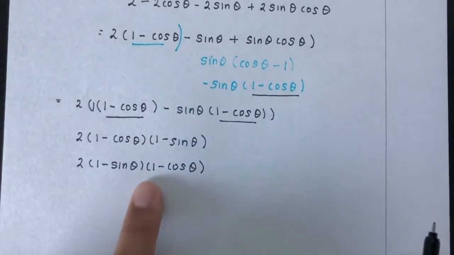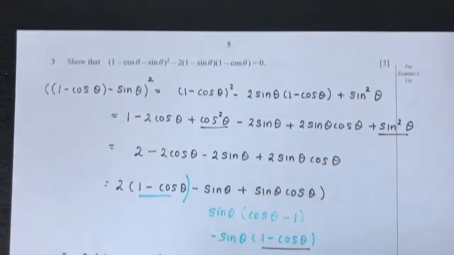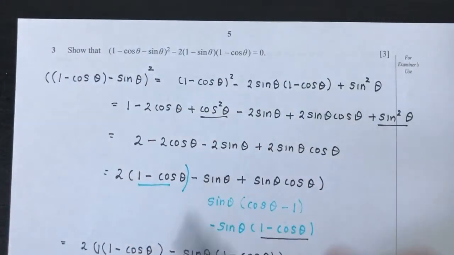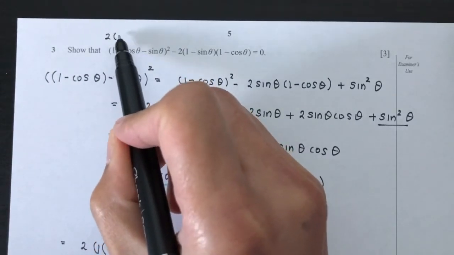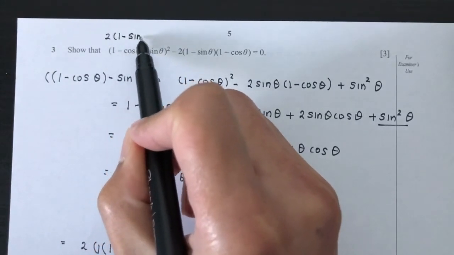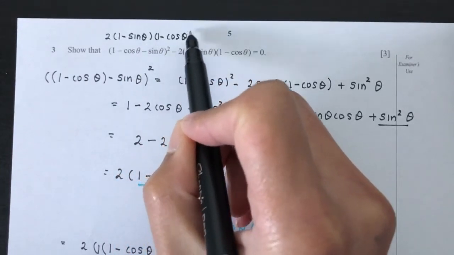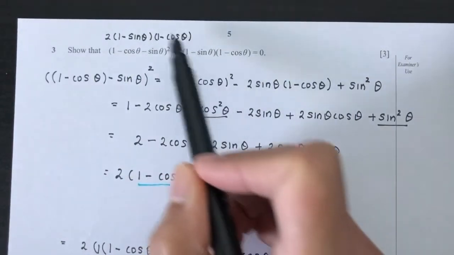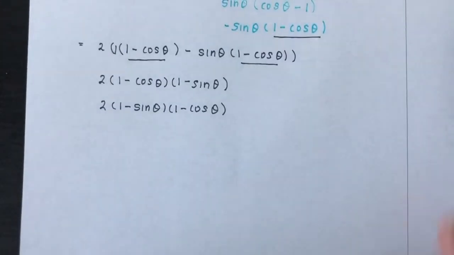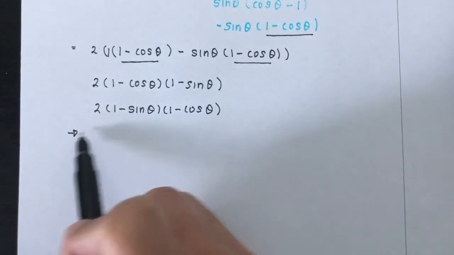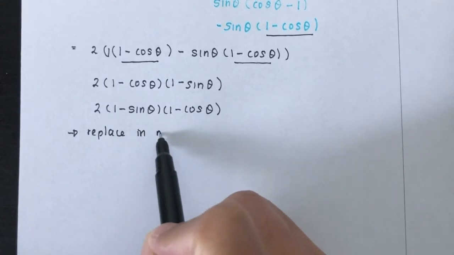Now if you observe, this will be placed here, right? So right now you have, let me put this back up, this one became 2, 1 minus sine theta, 1 minus cos theta. So this minus this will be 0. If that makes sense. Let's write this down. So replace this back. Replace in main equation.